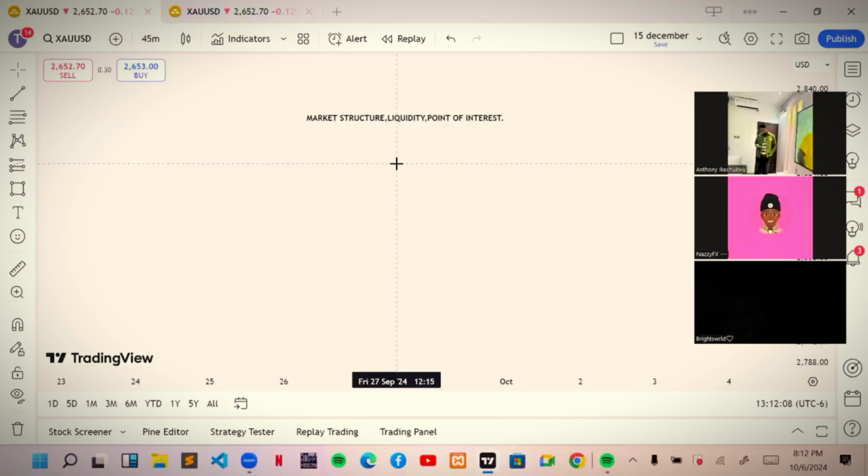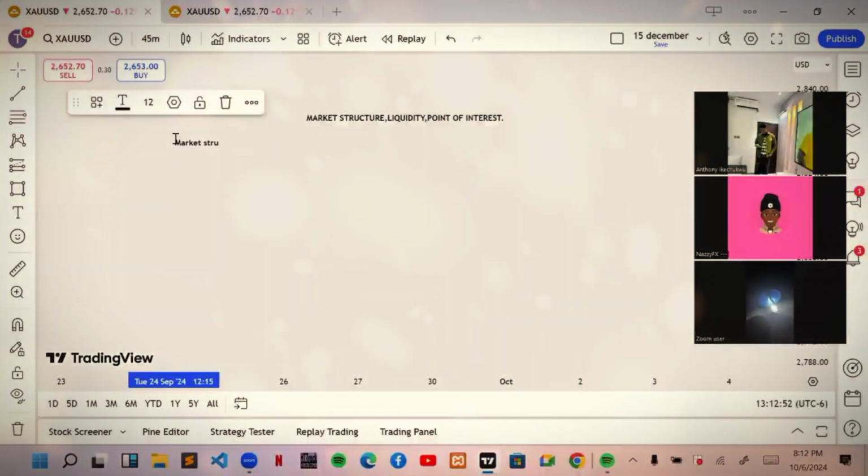So, what is market structure? Market structure is the behavior, condition, and the current flow of the market. It's basically the current order flow of the market.